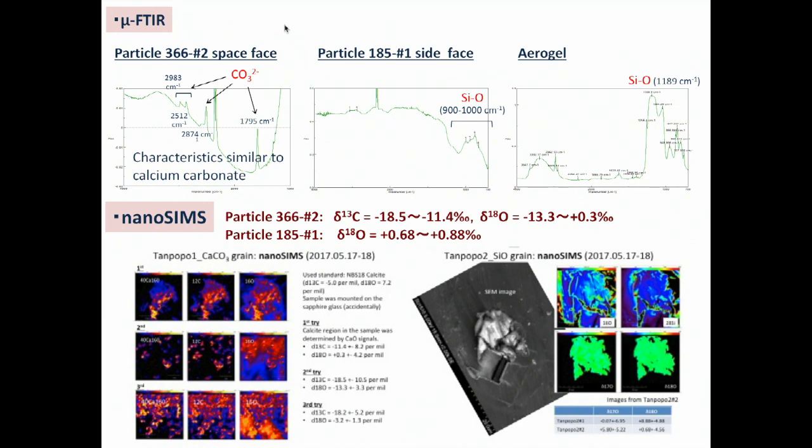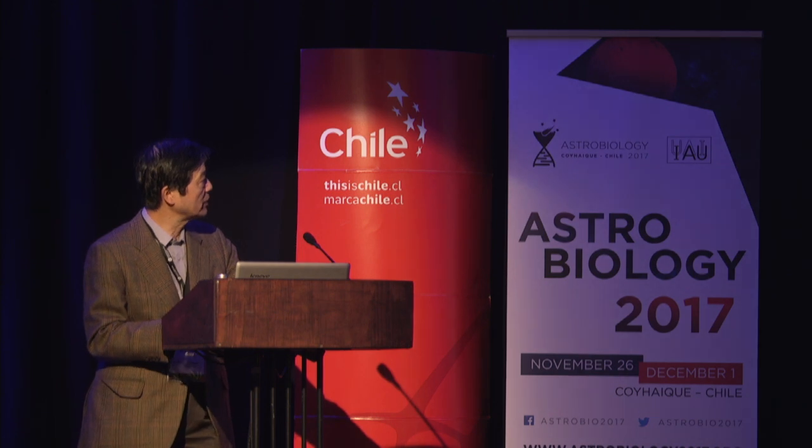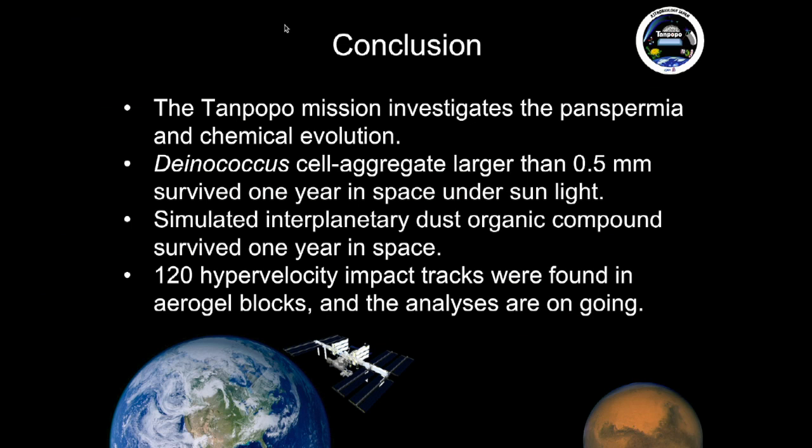And in conclusion, the Tanpopo mission investigated the panspermia and chemical evolution. And Deinococcus cell aggregate larger than 0.5 millimeters survived for 1 year in space under sunlight. And simulated interplanetary dust organic compounds survived 1 year in space. And 120 hypervelocity impact tracks were found in aerogel blocks, and the analysis are ongoing.